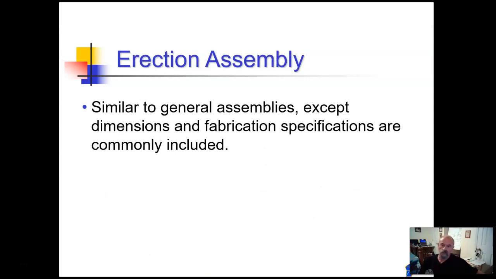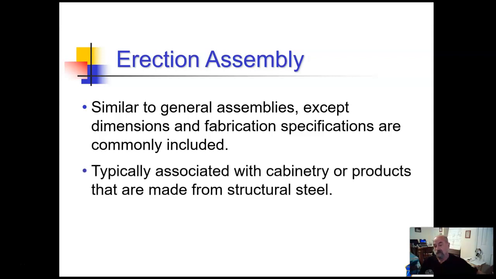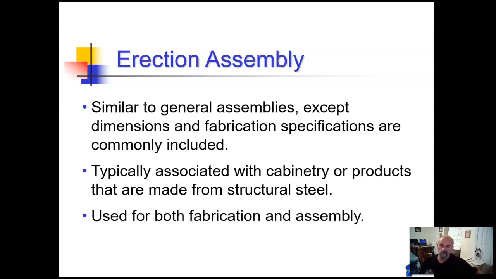Erection assemblies are similar to general assemblies, except dimensions and fabrication specifications are commonly included, and they are typically associated with cabinets or products that are made from structural steel, used for both fabrication and for assembly.